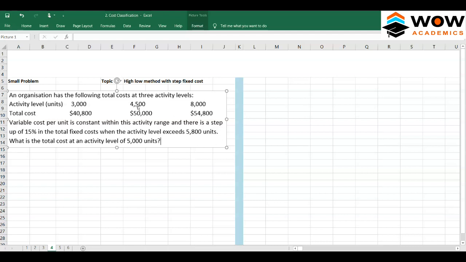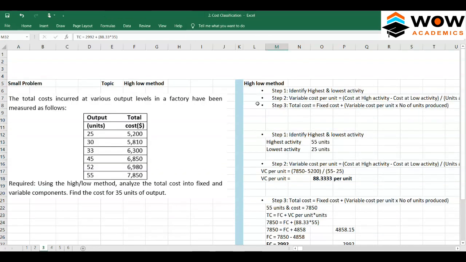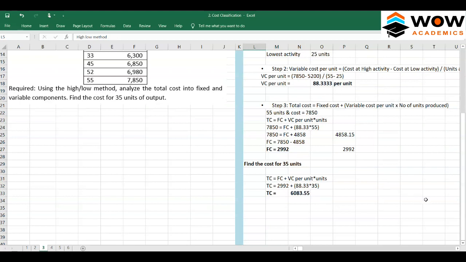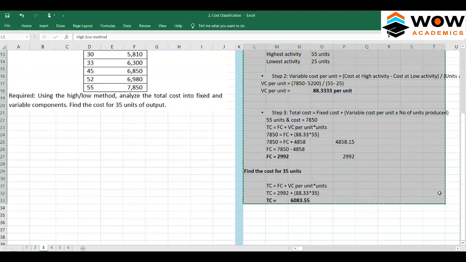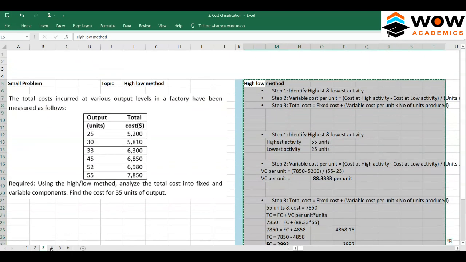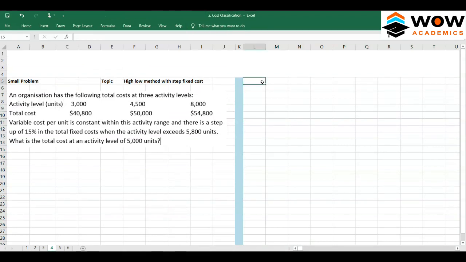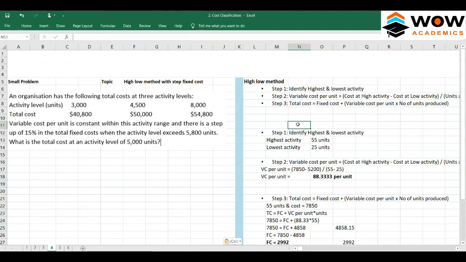So which are our relevant numbers? That is our question. What is the total cost at an activity level of 5,000 units? What's the cost for 5,000 units? So what we'll do is take the previous steps as they are. We'll just take the numbers, steps, and everything as they are, and copy it here so that we can finish it. Now the first question is the activity range.